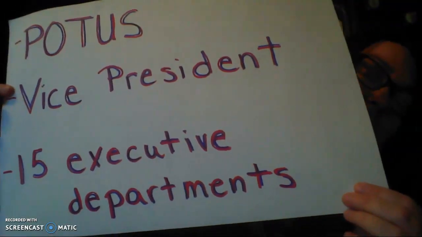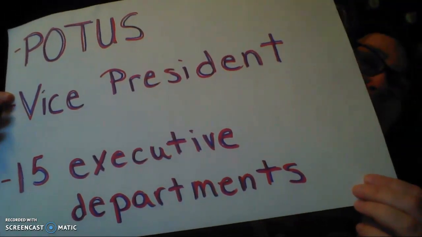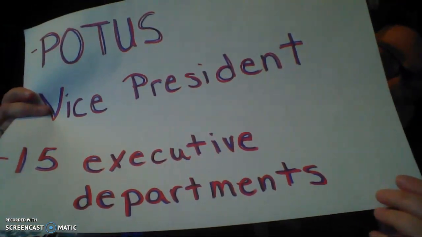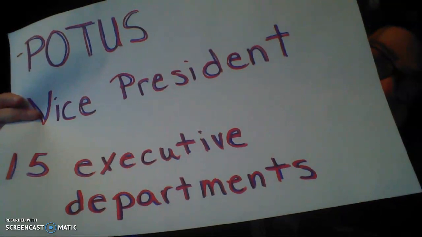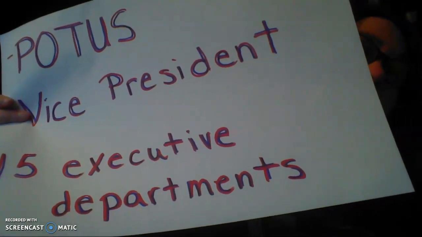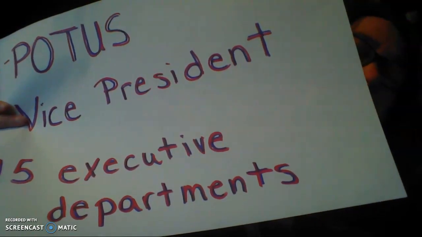These 15 executive departments each has a head of the department, and the head of that department is what makes up the president's cabinet. The cabinet is a group of advisors who gives advice to the president.